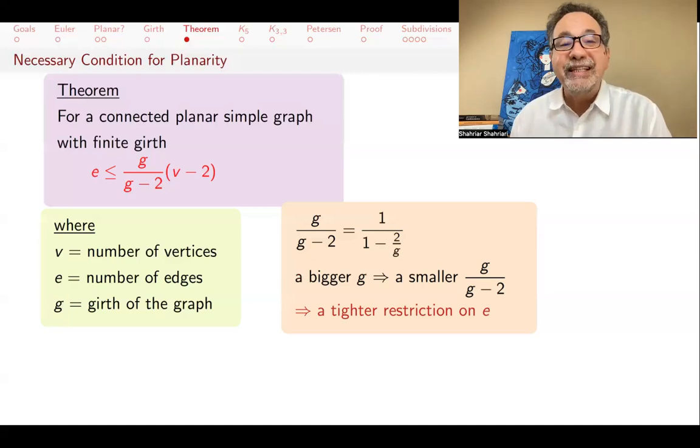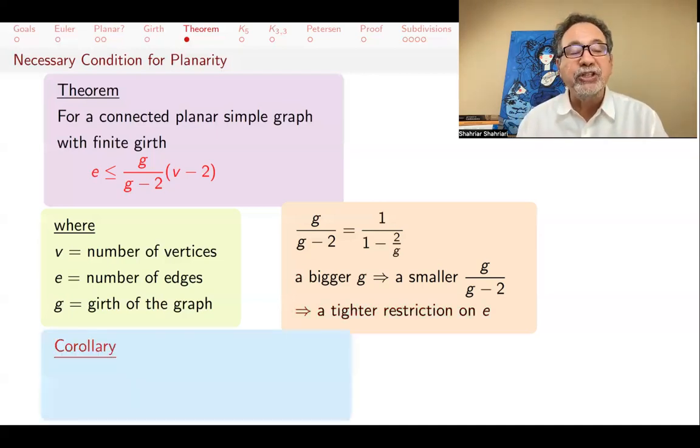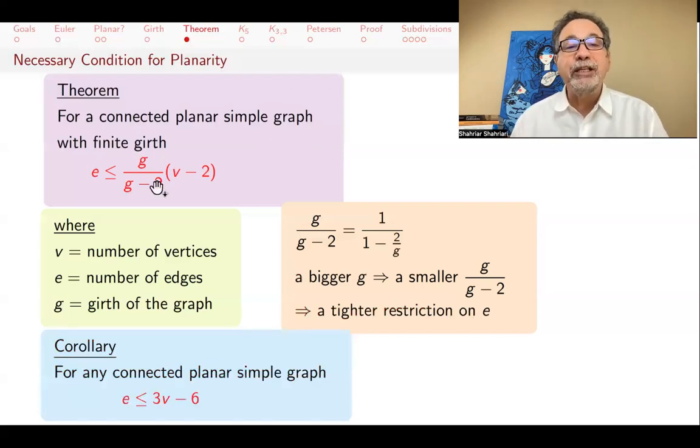And so that puts the least amount of restrictions. That's the loosest restrictions on the number of edges. And in that case, if you put in G=3, you get E must be less than or equal to 3v minus 6, even if you don't know what the girth is, for all connected planar simple graphs.